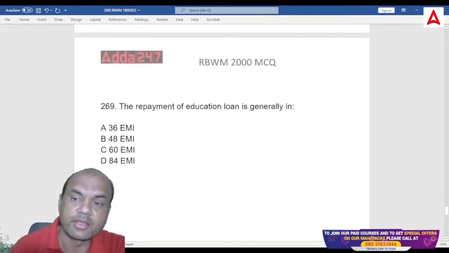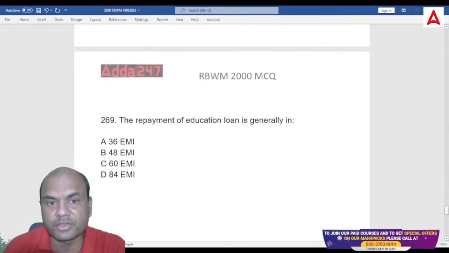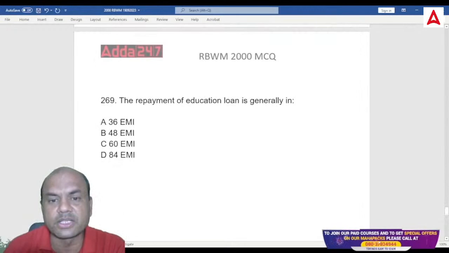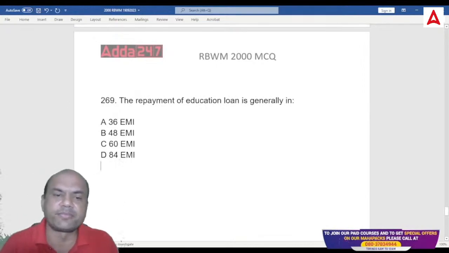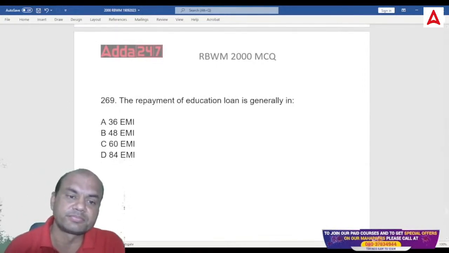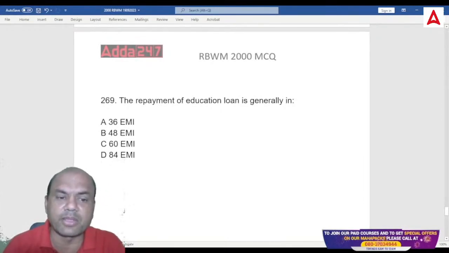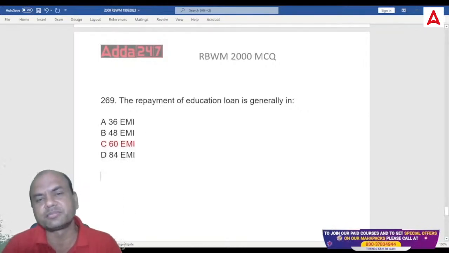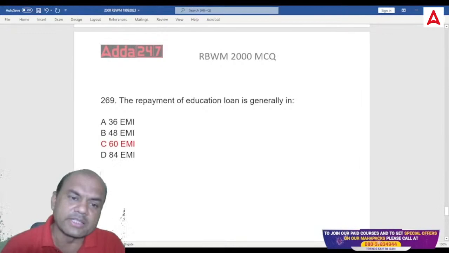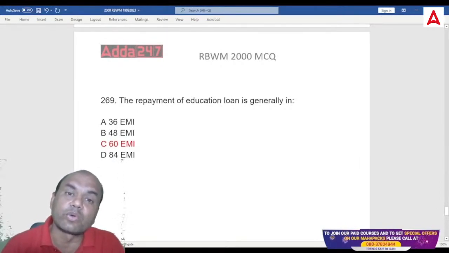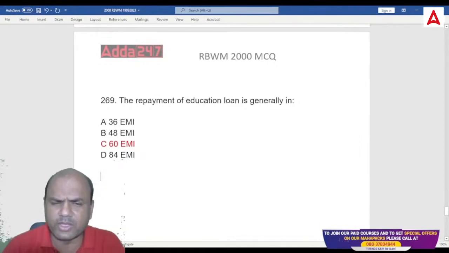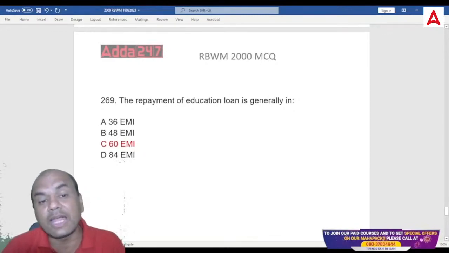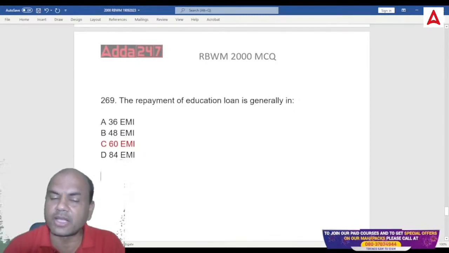Last one. The repayment of education loan is generally in 36 EMI, 48 EMI, 60 EMI, or 84 EMI. What is it? Many of you are typing 84 EMI. Not 84. 60 EMI, that is the right answer. The point is these 60 EMIs will start after the course is completed and after that one more year is given generally, depending on the job. After that, these 5 years will start. But the answer is 60 EMI.